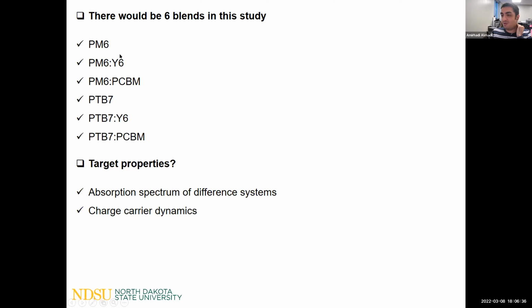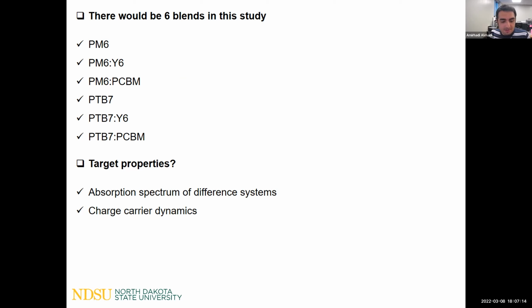Overall 6. I don't know, Dr. Kinney, if I need to run pure Y6 and pure PCBM. If you suggest that, we can have them also. I'm not running them yet. And target properties, for some part, we just need to have the ground state calculation, for instance, absorption spectrum and density of states. But definitely the final goal would be charge carrier dynamics to see how they look like in a condensed system.